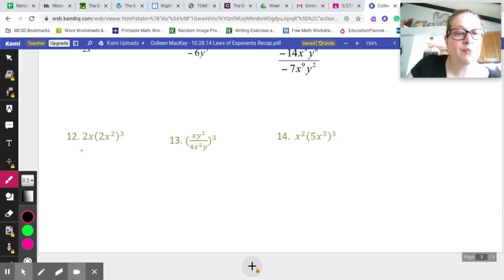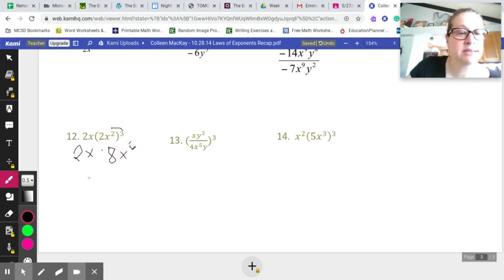Okay, and let's do number 12. So I have 2x because nothing's being done to that, but I am going to multiply it by what's in the parentheses. So I need to do it raised to the third power first. So 2 to the third power is 8. And then x squared to the third power. So that means I'm going to do 3 times 2, which is 6. So x to the 6. Okay. Now I'm going to multiply them.